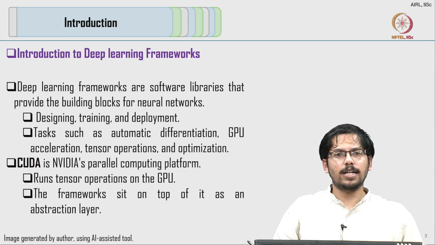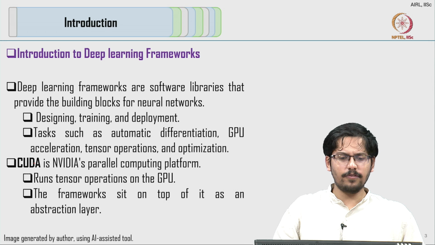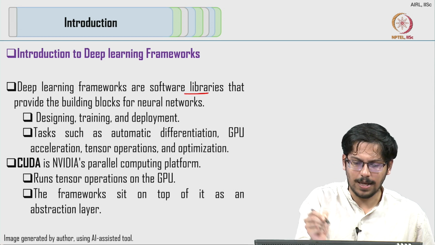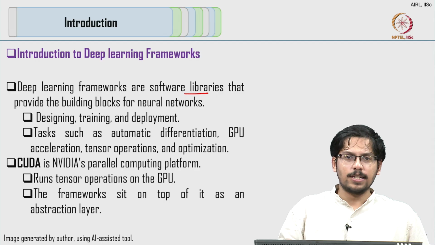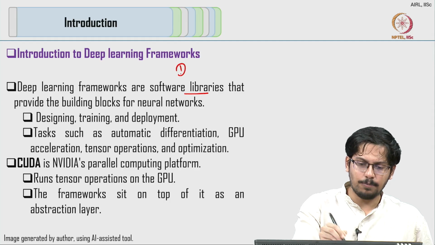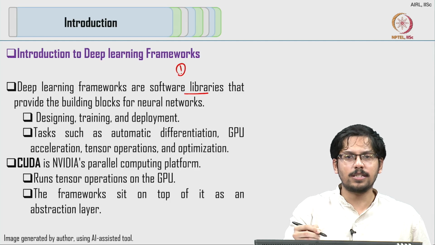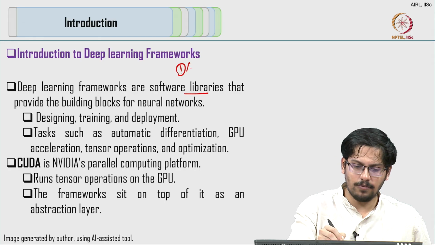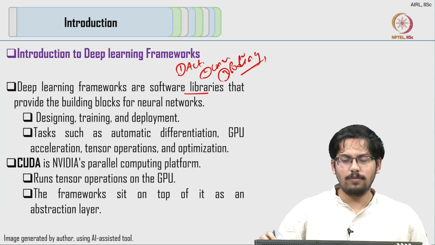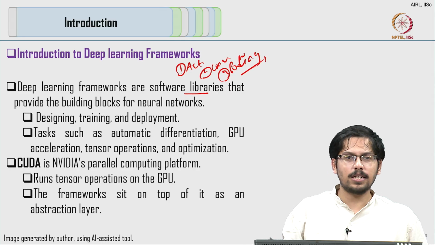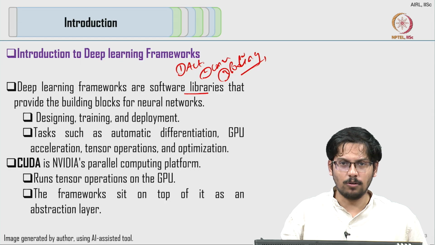Now essentially, what are deep learning frameworks? Deep learning frameworks are software libraries that provide building blocks for neural networks. We have observed different types of operators used in neural networks. For example, we have seen activation functions, convolution layers, and the pooling operation. Whenever we define any neural network, these are fundamental blocks.